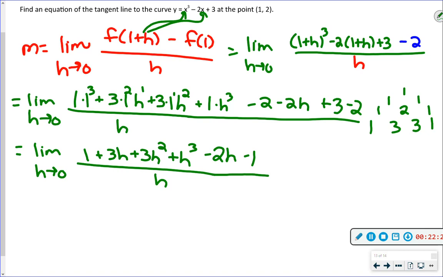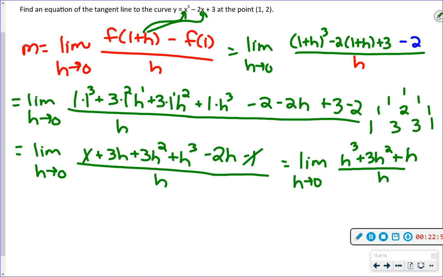I still think we can clean up the top a little bit. Agree? Yeah, we can. The 1's cancel. And I'm going to put the 3h minus 2h together. This is just me, and it irritates me that they're in a weird order. I'm going to put the h cubed first because that's how I like it. Then the 3h squared. And then I'm going to do the h's. 3h minus 2h is 1h. And then you're on my next step.